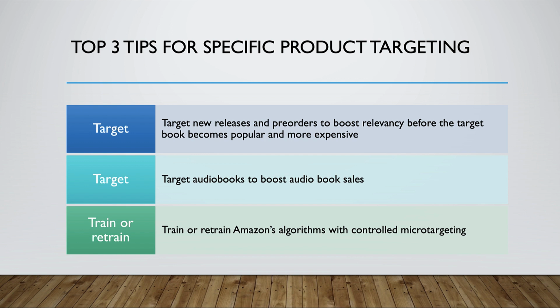ASIN targeting is mostly how I train or retrain Amazon's algorithm when relevancy is screwed up. I do this a lot with new releases, especially new series releases, and I aim to target books that I want the book that I'm advertising to appear on their also-bots when it releases. This way you can get a big push of organic visibility.